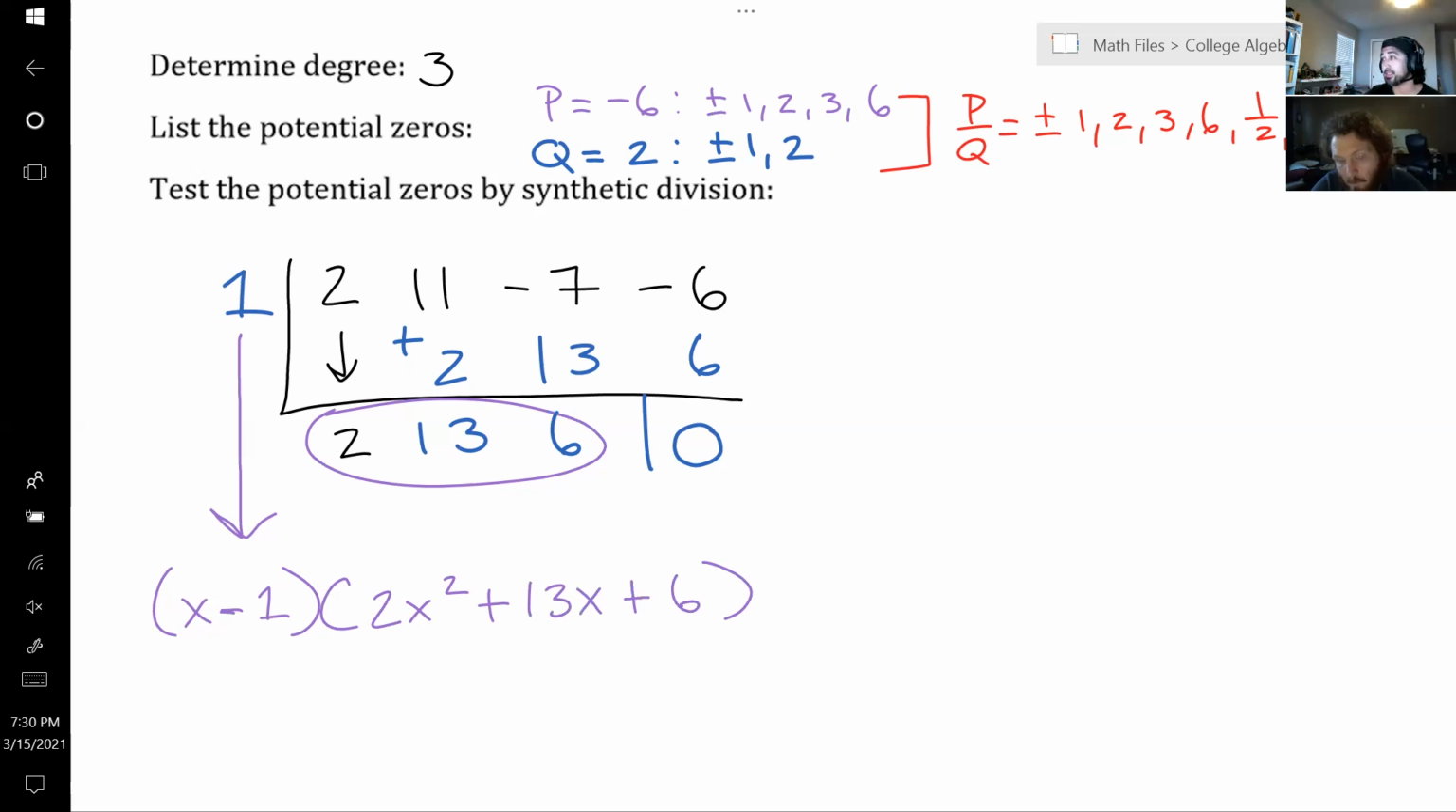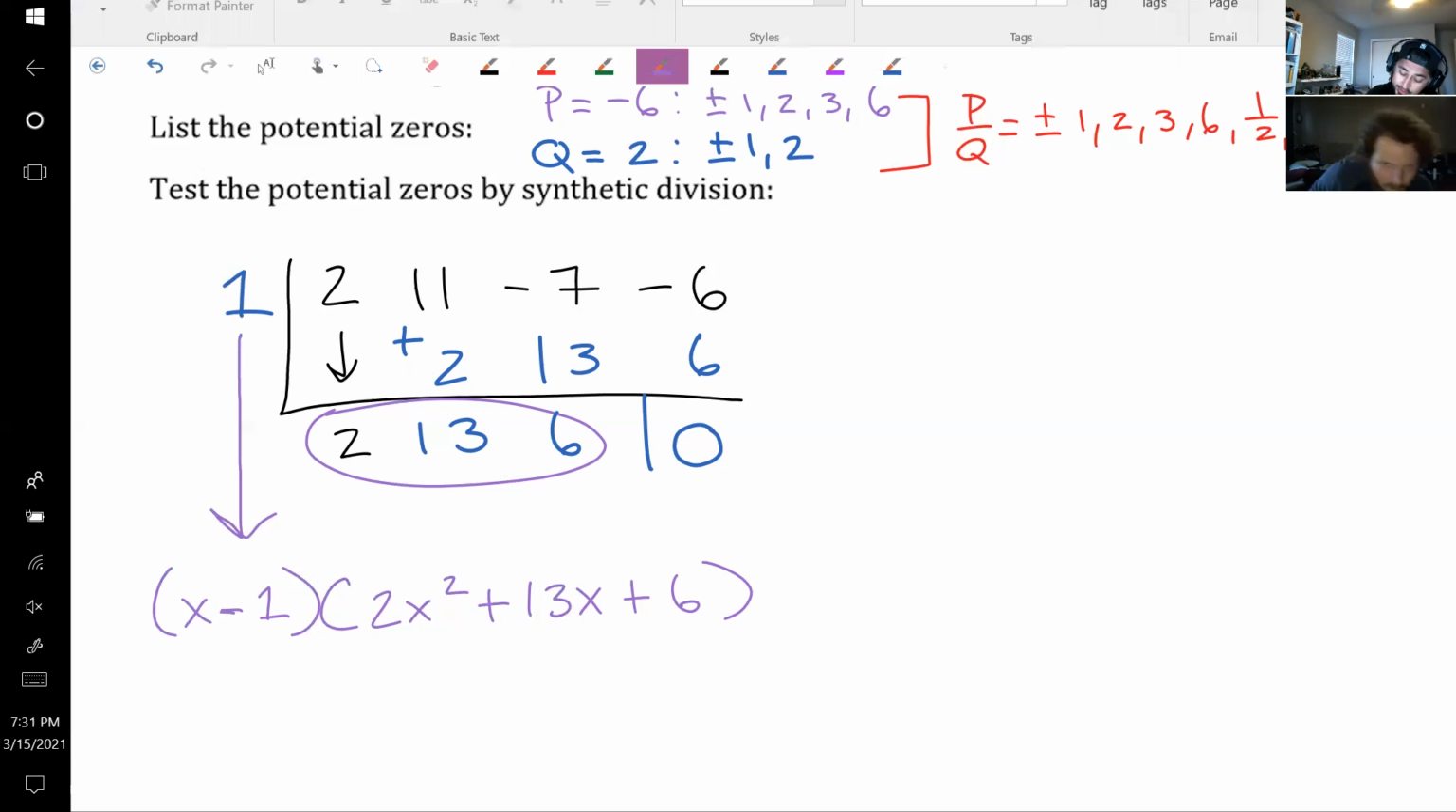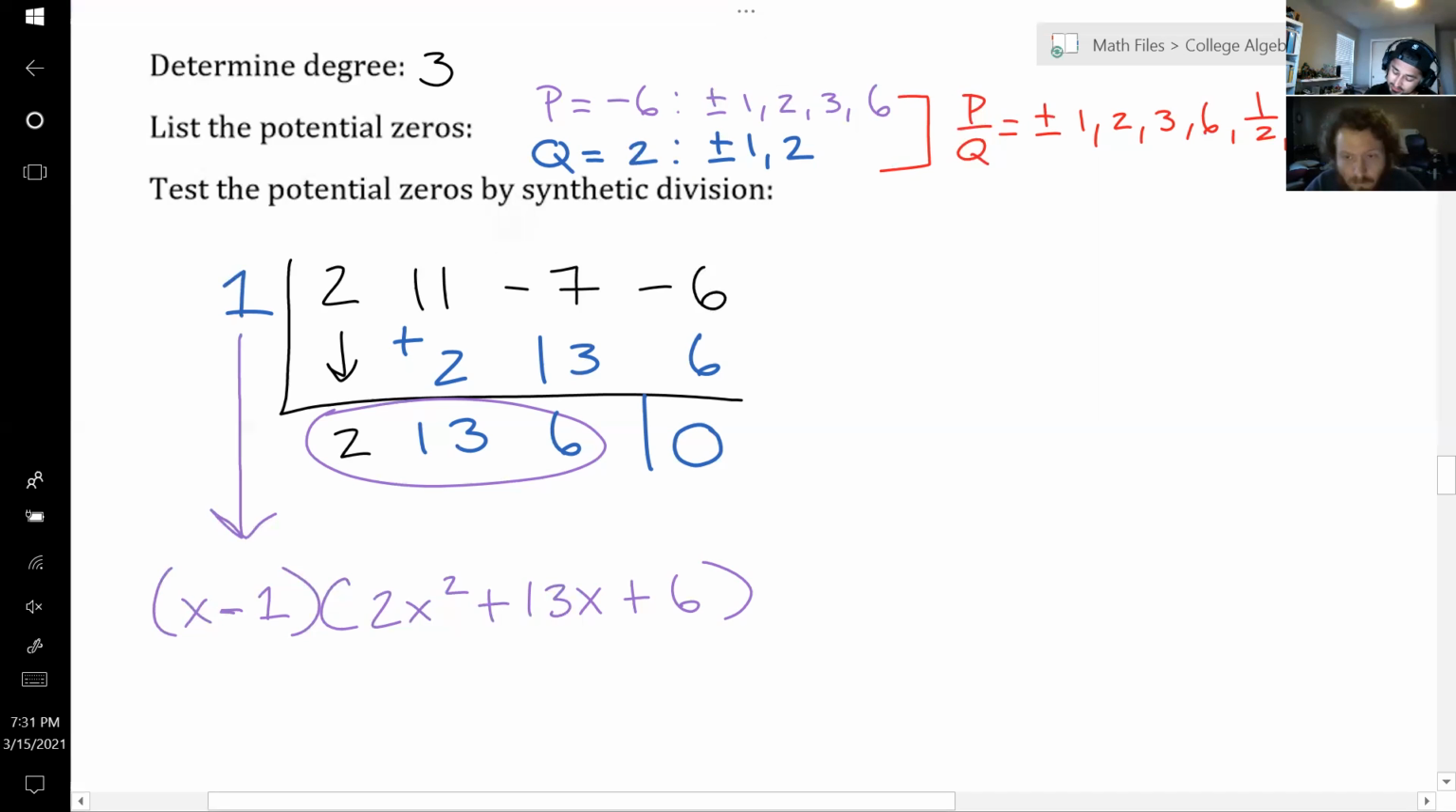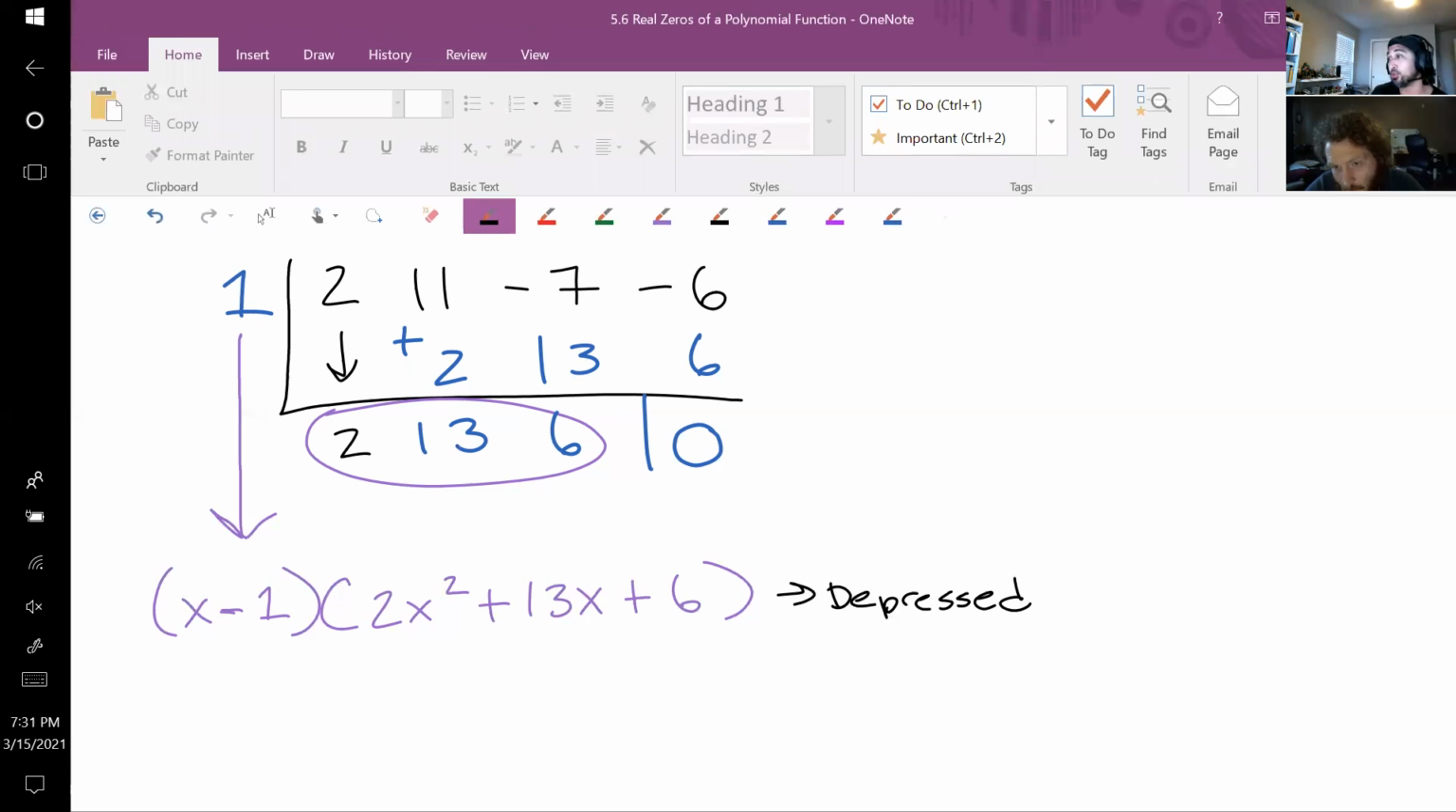And now we have to see if we can break this polynomial down more. The term for this broken down polynomial is actually pretty funny. After you break it down once, it's called the depressed polynomial. Which means we're only going to make it more depressed by trying to break it down more. Sounds funny, right?